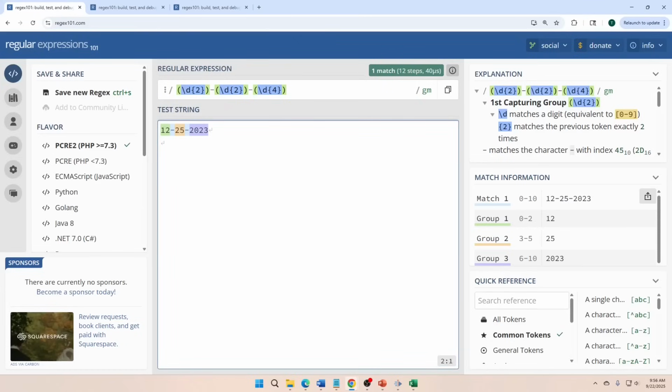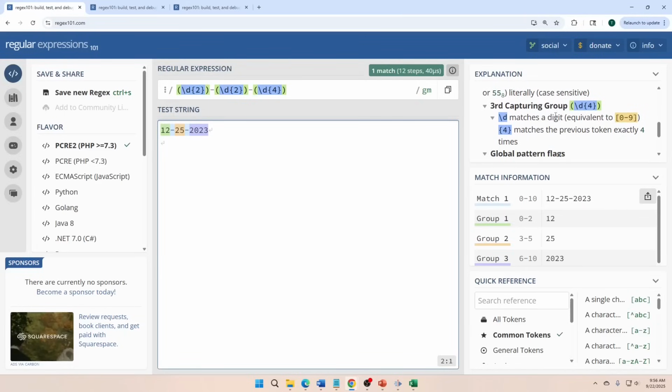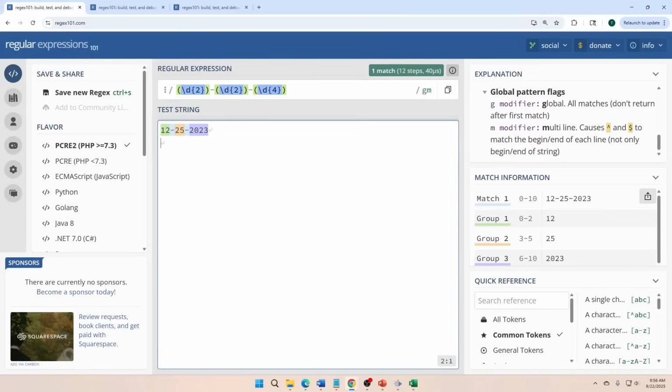So if we break this down, we should see that this \d{2} captures exactly 2 digits of the month. We can see that \d matches a digit. The {2} matches the previous token exactly 2 times. The second matching group does the exact same thing, and the third matching group does it with \d{4}. So each set of parentheses creates a capturing group.